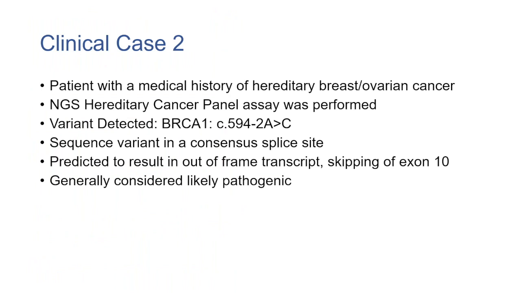So the next case is another case from our hereditary cancer panel, and I do like this example because it makes us be concerned about how we interpret splicing variants. So again, a person with a medical history of hereditary breast ovarian cancer, the panel is performed, and this time we detect a variant in BRCA1, and it's a splicing mutation in a consensus splice site. And our first jump is to say, oh, that's a for certain likely pathogenic variant because it's in a consensus splice site, and this one's expected to result in an out-of-frame transcript in the skipping of exon 10.